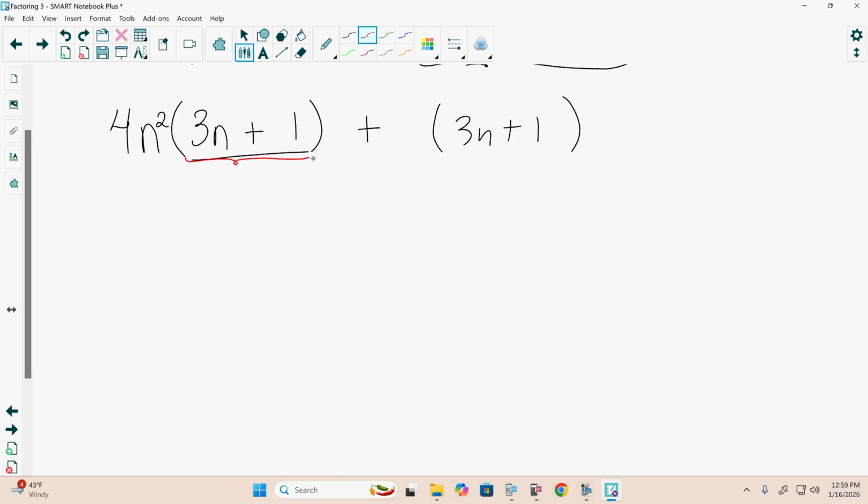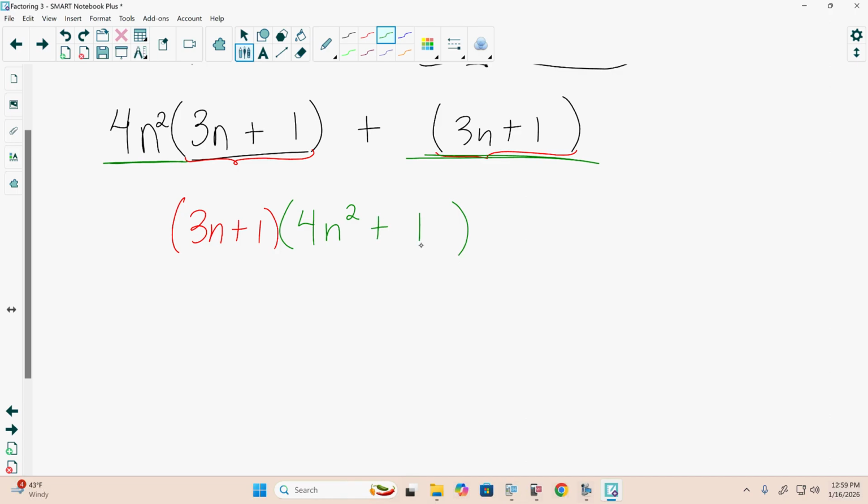Now we do the same thing we did before. We can factor 3n plus 1 out of both terms. Now if I factor 3n plus 1 out of the first term, we do have 4n squared left over, because we take the factor 3n plus 1 away from it. Now our other expression, we're factoring 3n plus 1 out. We're removing that out, yes? So it's going to reduce to what? 1. Because we're dividing 3n plus 1 by 3n plus 1. We're dividing it by itself. Anytime we divide something by itself, it's going to simplify to 1.